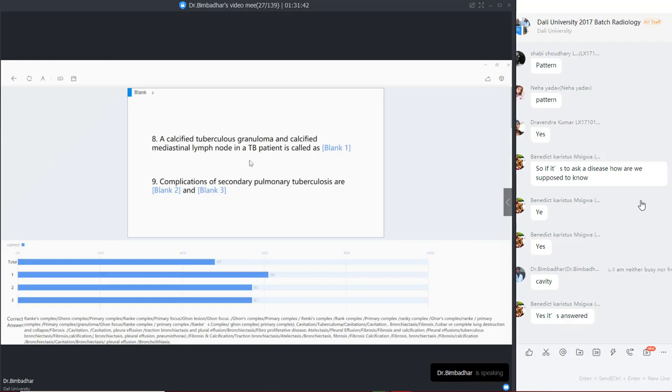All right? Okay, the complications of secondary pulmonary tuberculosis. Yes, you have got so many things to write. I guess only one person has written down the perfect answer I have been looking for. Yes, bronchiolithiasis, fibrosis, calcifications, pleural effusions, pneumothorax, bronchiectasis, traction bronchiectasis, atelectasis, all of them come into it, okay? Only one person wrote the answer I am technically looking for.